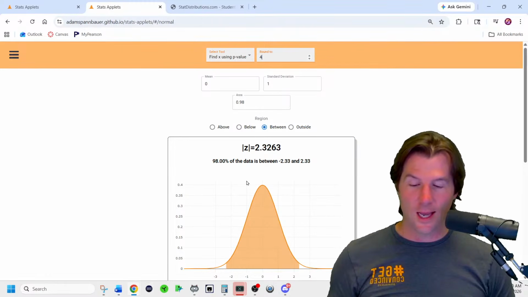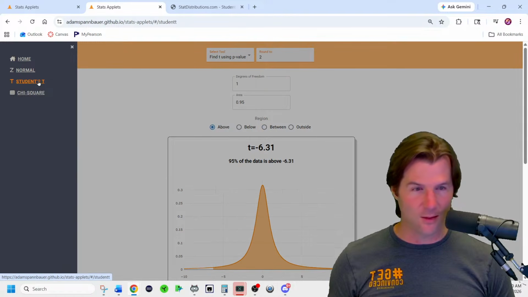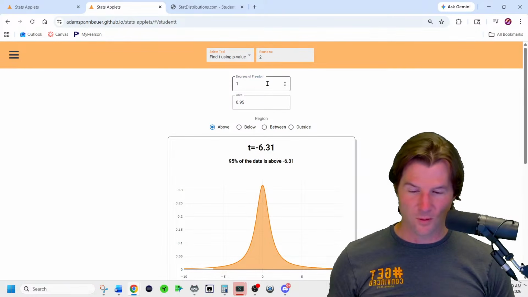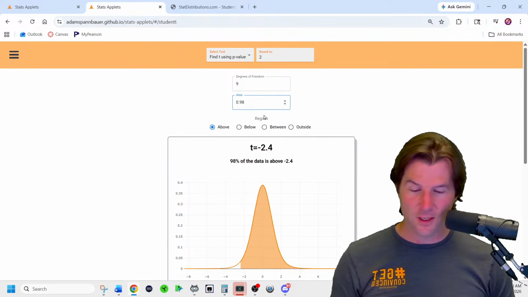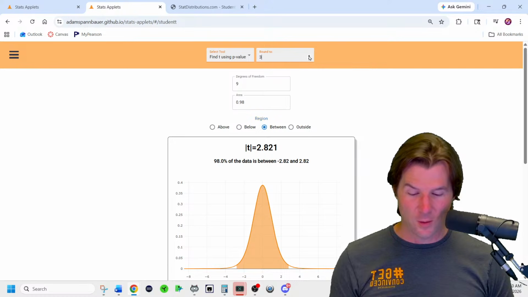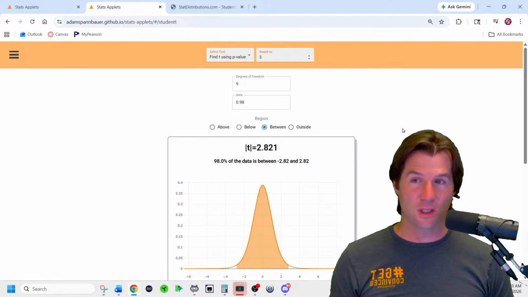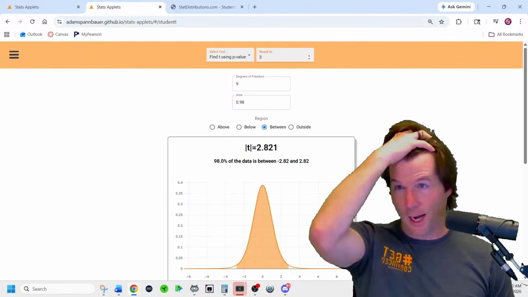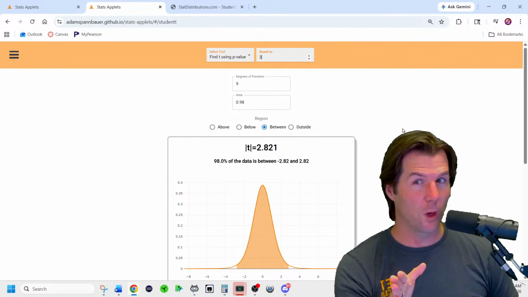So now you go to the applet and you enter in degrees of freedom 9. You make sure you're on the T applet, not the normal. Dropping in 9 degrees of freedom, and then I think we said 98% confident and do between, and there would be the value. So there is a 98% confidence interval with 9 degrees of freedom. Does that make sense? I can do another one if you want.